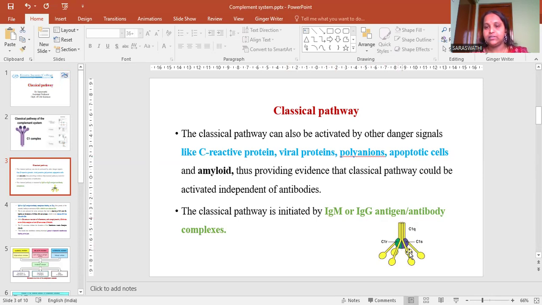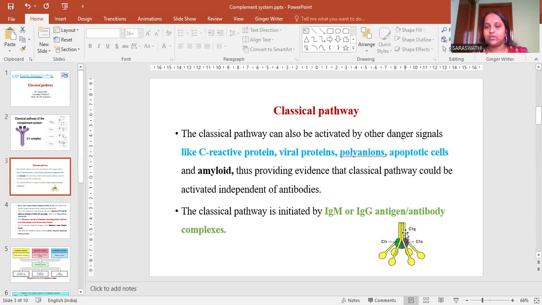You can see here the structure of the complement system. We have C1, complement protein one, and a series of complement proteins like C1, C2, C3. They activate one by one and initiate a cascade of reactions. This part is the C1q, and the tail-like structure is C1r and C1s.